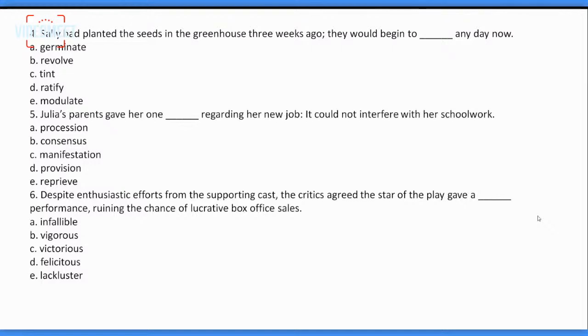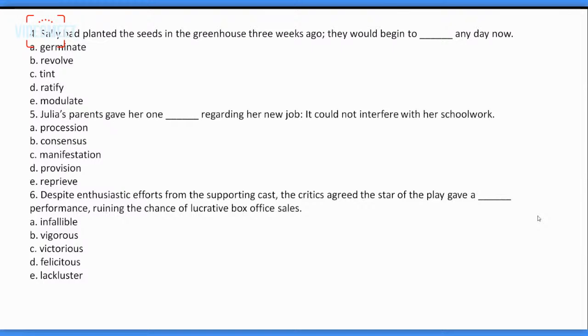Sixth question. Despite enthusiastic efforts from the supporting cast, the critics agreed the star of the play gave a dash performance, ruining the chance of lucrative box office sale. Now, again, try to understand the sense of the question. Is it a positive word that we're looking for to fill in the blanks, or is it a negative word? Read the keywords here. What do you think should be the keyword in this sentence? I think the keyword here would be ruining the chance of lucrative box office sales.